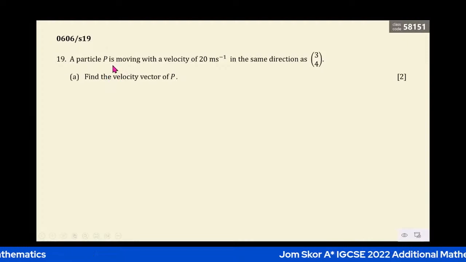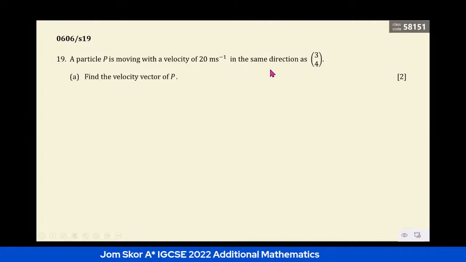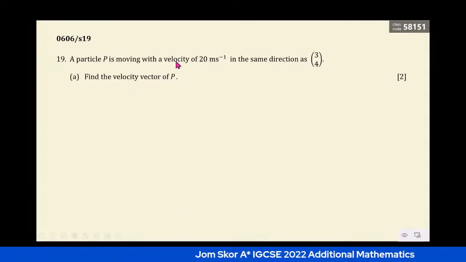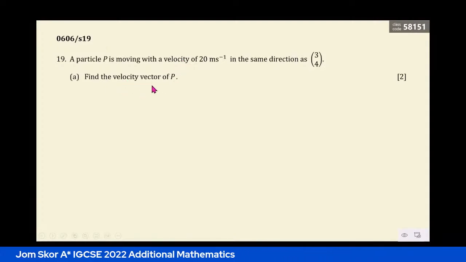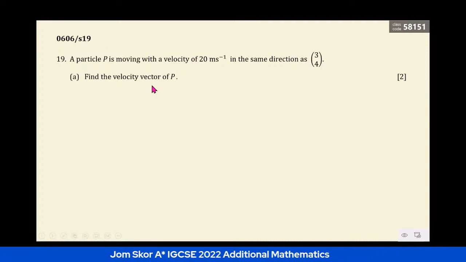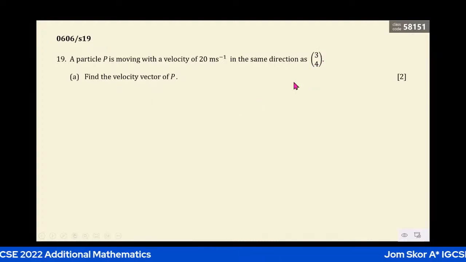We look at number 19. A particle P is moving with a velocity of 20 meters per second in the same direction as (3, 4). Okay, so this is velocity. The question asks you to find the velocity vector. What is the difference between velocity and velocity vector? Velocity vector, you have to split your velocity into horizontal and vertical movement, and your horizontal and vertical movement must follow the same direction as this (3, 4) that we see here.